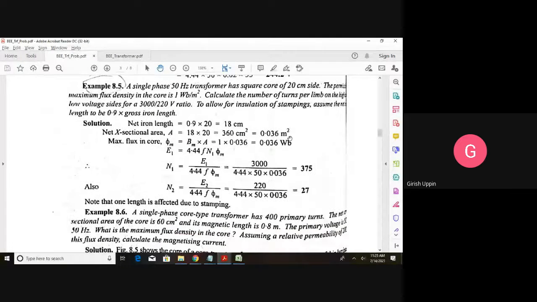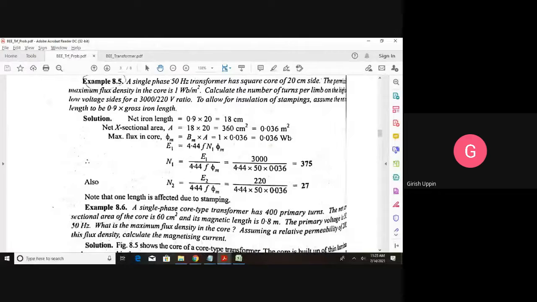Next, a single phase 50 hertz transformer has a square core, 20 centimeter side. The permissible maximum flux density in the core is 1 Weber per meter square. They have given the Bm, maximum flux density. Bm is given, and they did not give the area. They have given one side of the core is 20 centimeter. So we have to calculate the area.